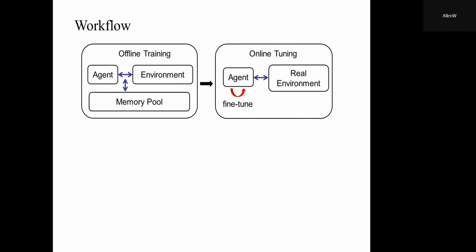We show the workflow of a DRL-based tuner, which is composed of an offline training stage and an online tuning stage. In the offline training stage, agents interact with the environment. All the samples are stored in the memory pool. In the online tuning stage, the agent is responsible for fine-tuning the pre-trained model to recommend the configurations.